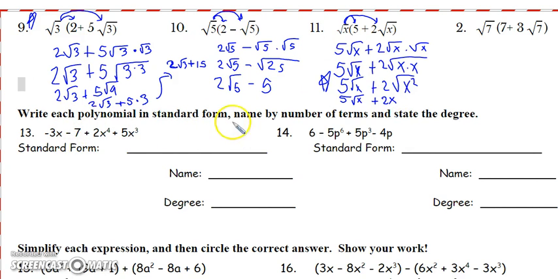Write each polynomial in standard form, named by number of terms, and state the degree. Okay, so maybe make a little note that standard form is from the highest exponent term to lowest exponent term.